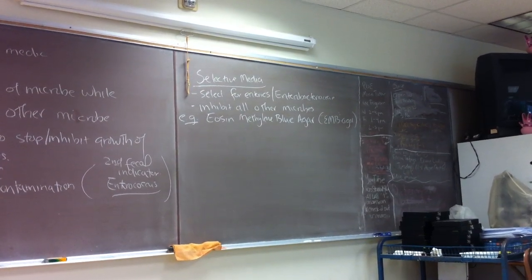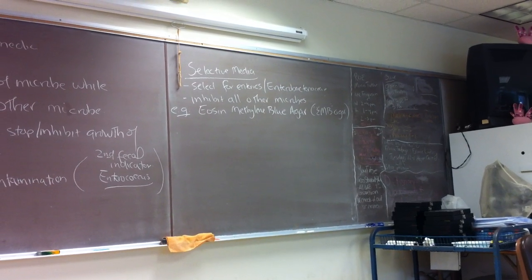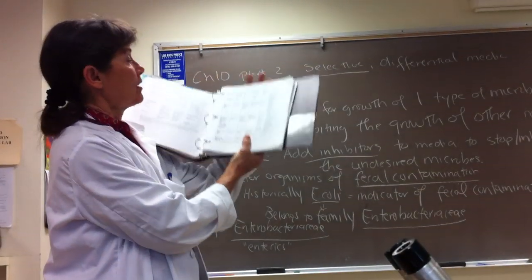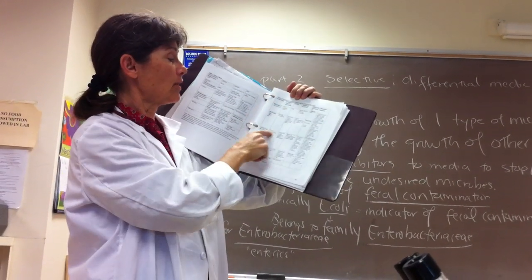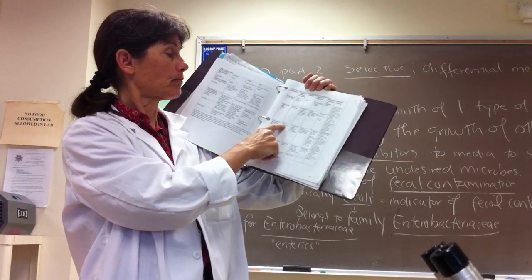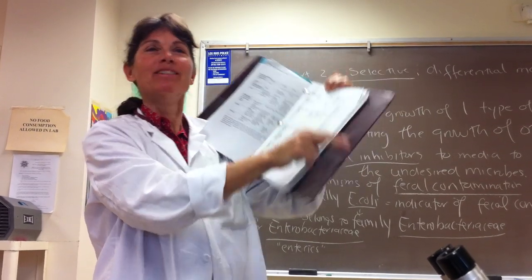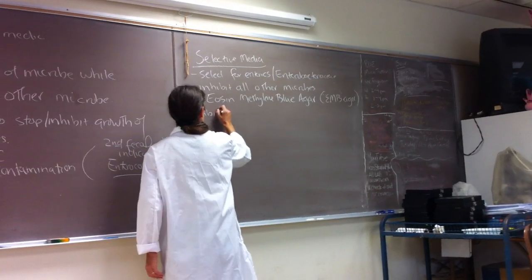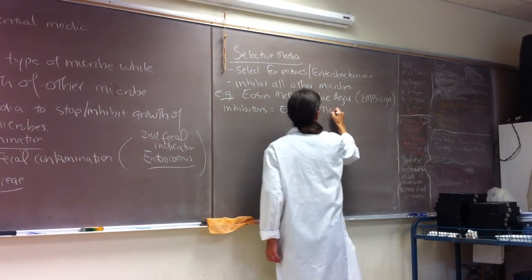Now, we want to know what are the inhibitors in Eosin methylene blue. What are the substances present that will inhibit all but the enteric bacteria? Can you guys help me out here? By looking at the second column over, you'll see it says inhibitors or selective ingredients. What are the inhibitors of all but the enteric bacteria present in EMB? Eosin Y and methylene blue. Good. So the inhibitors are these dyes called Eosin and methylene blue.